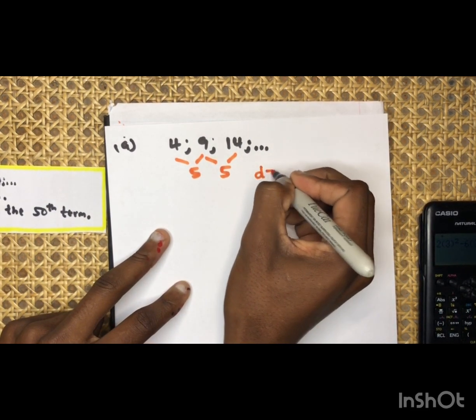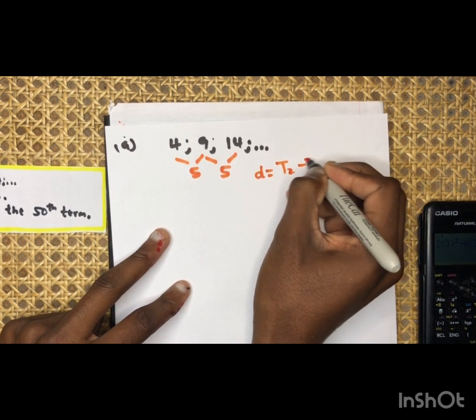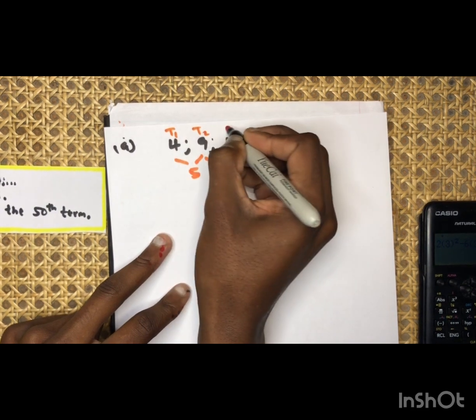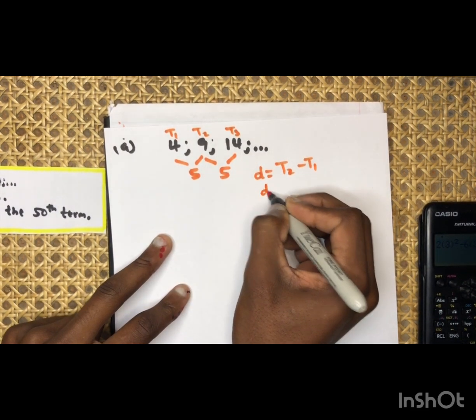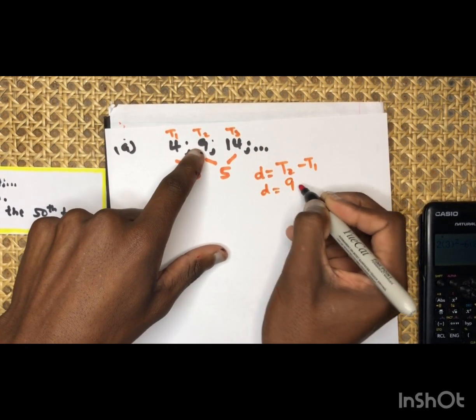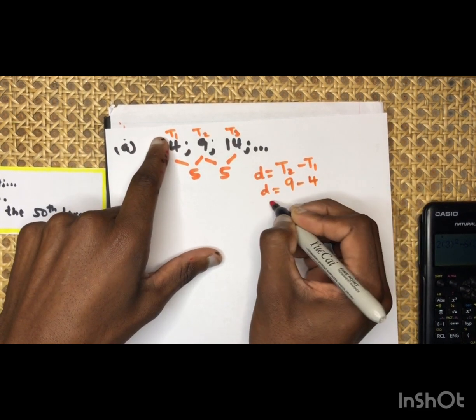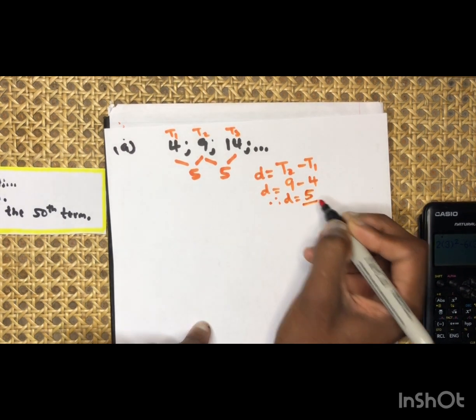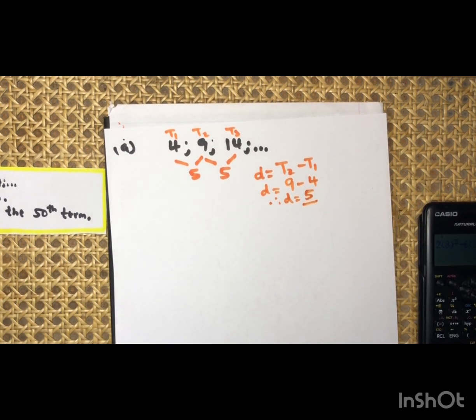We say D is equal to T2 minus T1. So in this case, this is your T1, this is your T2, this is your T3. So if I say D is equal to T2, which is 9, minus T1, which is 4, so therefore 9 minus 4, we get what? 5. Now we have the difference, which is 5.